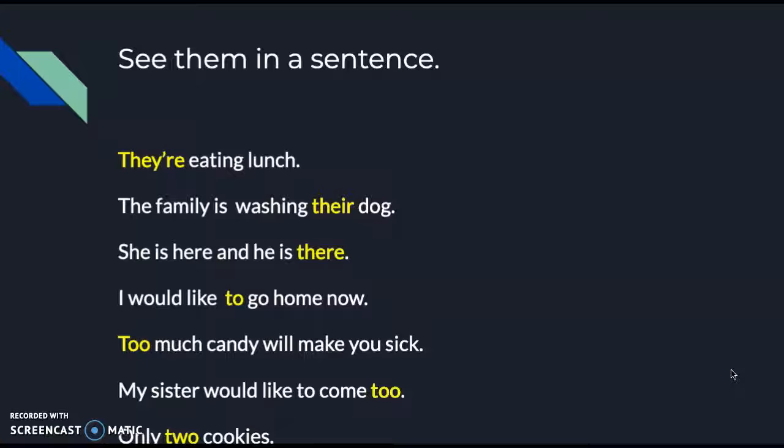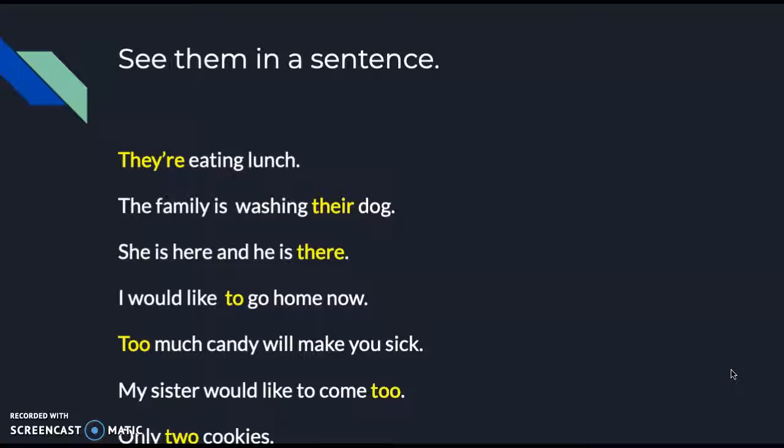Too, we know that this is the adverb too, and it means also or in excess or in addition to. So too much candy will make you sick. I also included another example of too to show that there's 2 ways that we can use this. So the first is in excess. Too much candy will make you sick.